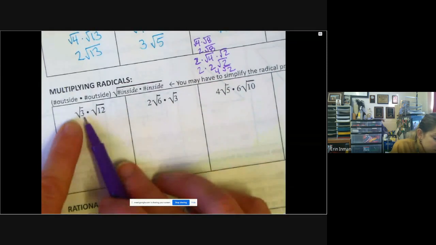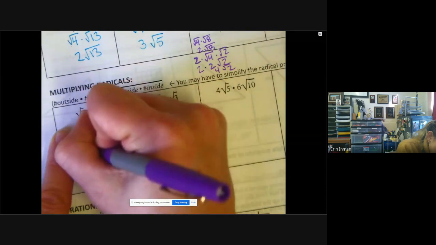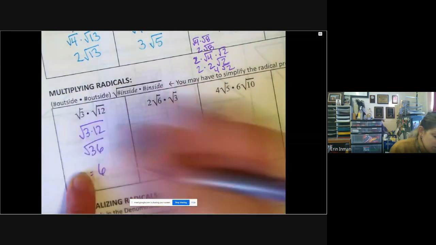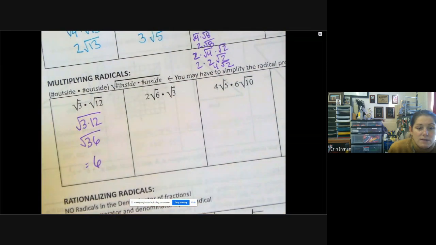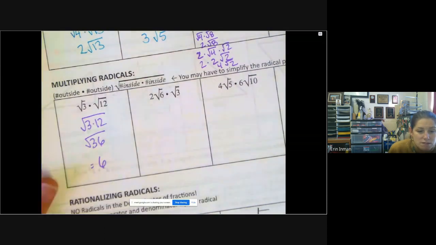So for example, here, this is like the square root of 3 times 12. So this is the square root of 36. Oh, that's a perfect square. So we're going to call that 6. So square root of 3 times square root of 12 just ended up being 6. And that was a lot easier to do than to try and simplify this one. That's more work for yourself.